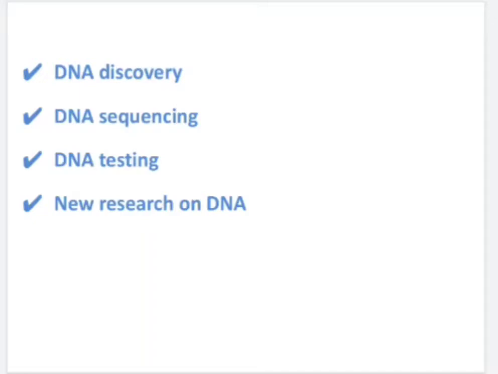New research on DNA. DNA research has led to some interesting and important findings in the last few years. For example, in 2017, a study published in the journal Science found that random mistakes in DNA, not heredity or environmental factors, account for two-thirds of cancer mutations in cells.